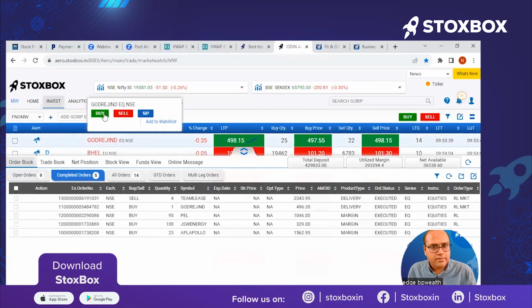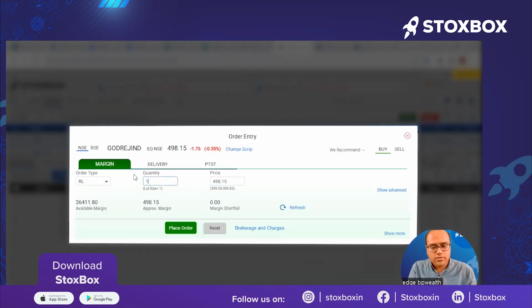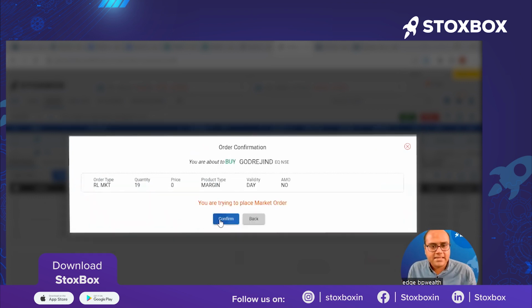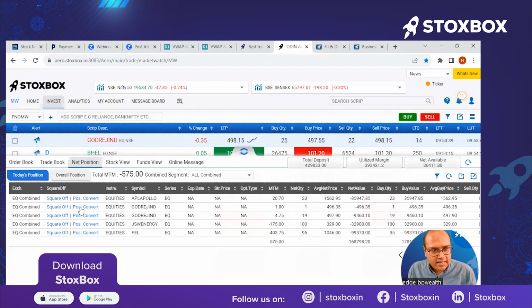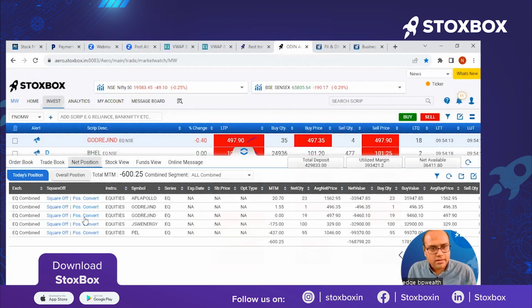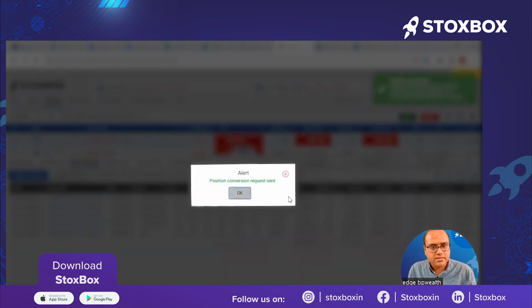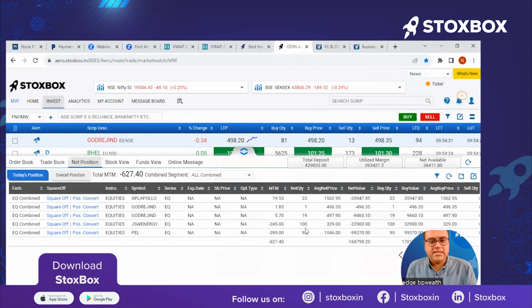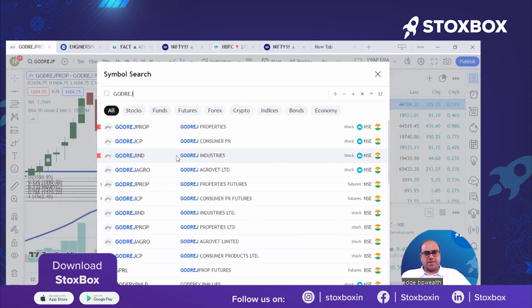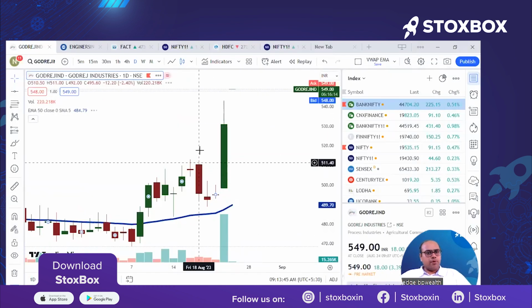So let's buy 19 more at market place and confirm. Okay, but wrongly I have taken it in the position. Convert, delivery, submit. Okay, I have converted. So 20 shares of Godrej Industries I have bought. Godrej Industries jumped yesterday. So it was a good move yesterday.